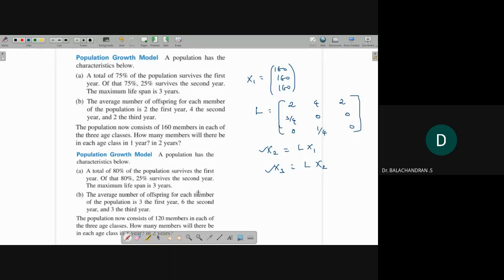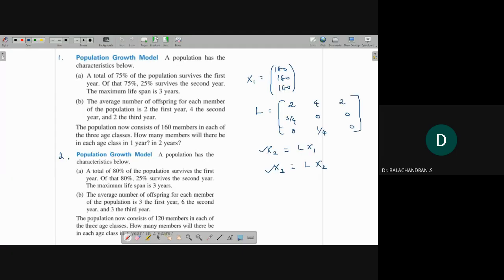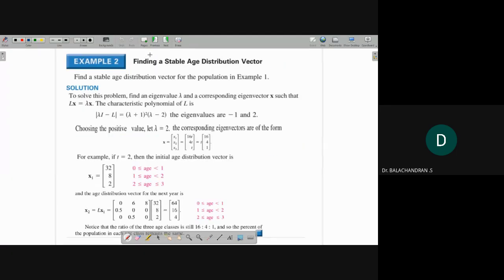Similarly, try this problem and this problem. This is the first problem, this is the second problem, this is the third problem. Also, assignment problems: already I gave 6 problems in balance equation, 4 in traffic, and 3 in population growth. So that is 13. The next problem is finding a stable age distribution vector.